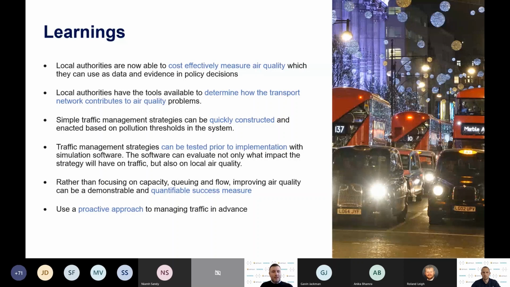So these are the kinds of takeaways that we've got from this, and what we would like to do in the future. I hope you found what we've talked about today interesting. I hope we've given you some new ideas about how you might be able to manage traffic and air quality differently in your authority. Please get in touch with us if you'd like to know more.